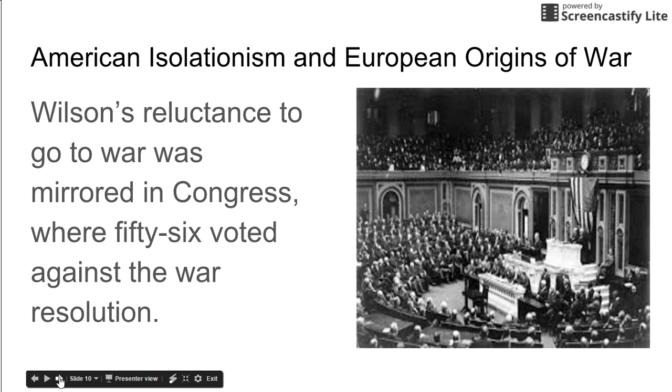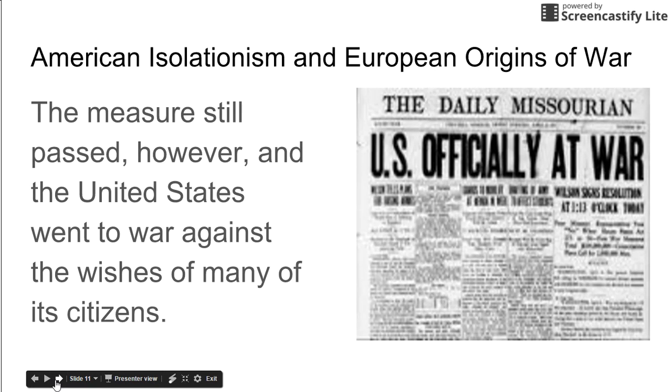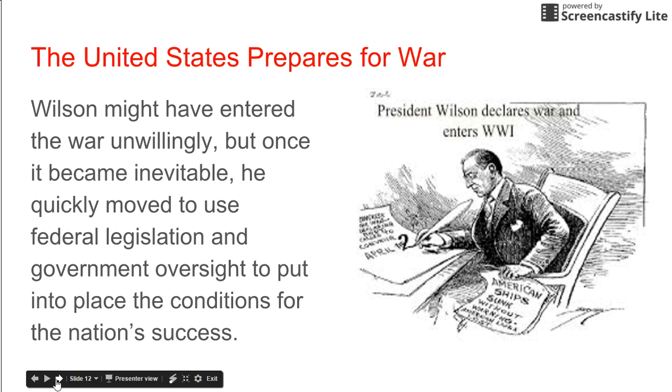Wilson's reluctance to go to war was mirrored in Congress, where 56 congressmen voted against the war resolution. The measure still passed, however, and the United States went to war against the wishes of many of its citizens. The next heading is entitled, The United States Prepares for War.